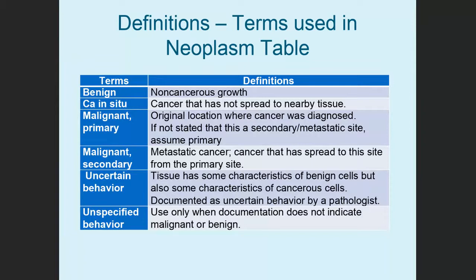Uncertain behavior and unspecified behavior are the ones that sometimes prove tricky. Uncertain behavior is tissue that has some characteristics of benign cells, but also has some characteristics of cancerous cells. This is when the pathologist says, okay, let's wait and see what happens. Uncertain behavior is documented by the pathologist. This is a pathology term. Unspecified behavior, on the other hand, just means there's not enough documentation to select a code, to select a column to use.